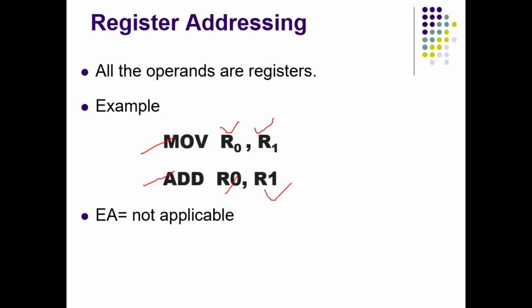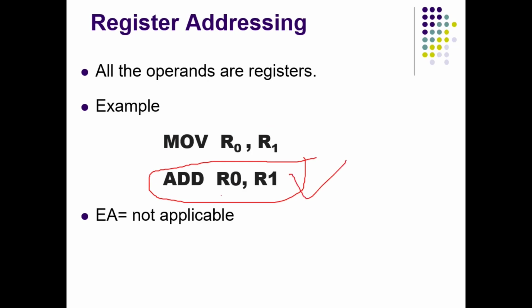For example, you can see here in the add instruction, I want to add R0 content and R1 content and store the result in R1 itself. So here in the add instruction, I have mentioned register names directly. Even in the move instruction, my source data is in R0. That is the data that I have to transfer to one more register, R1. So both the operands here are registers.